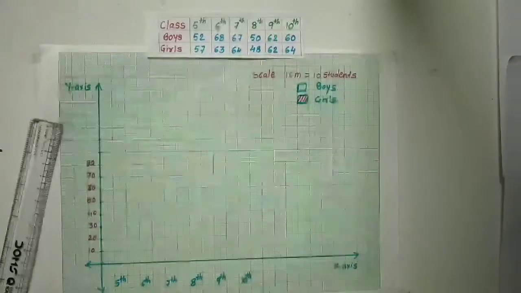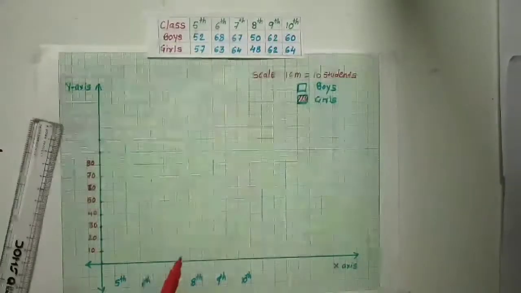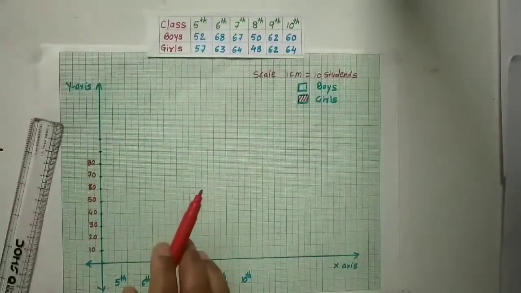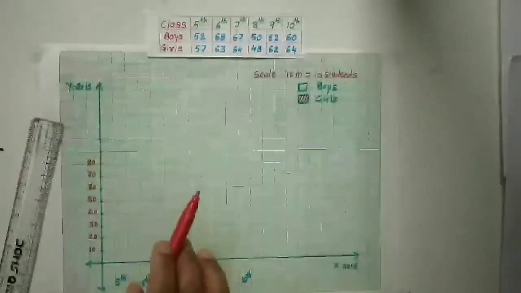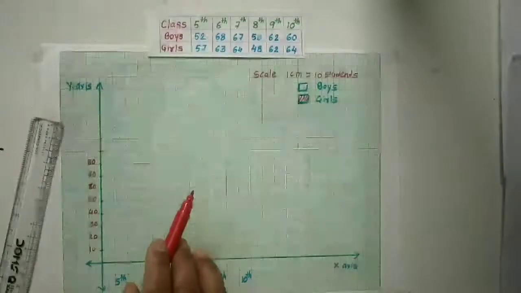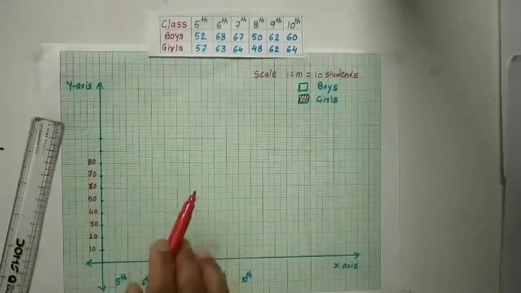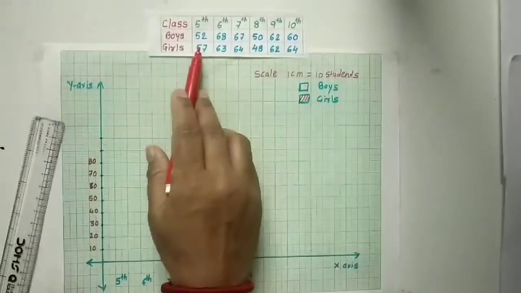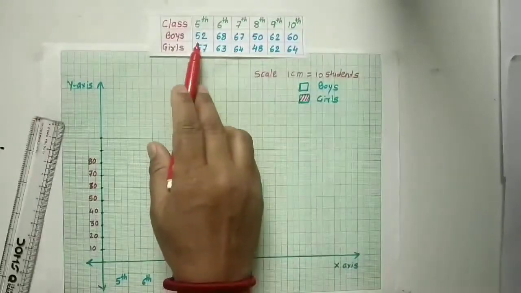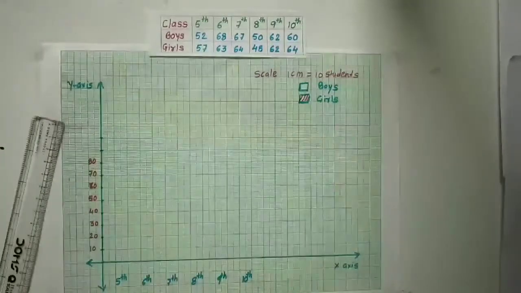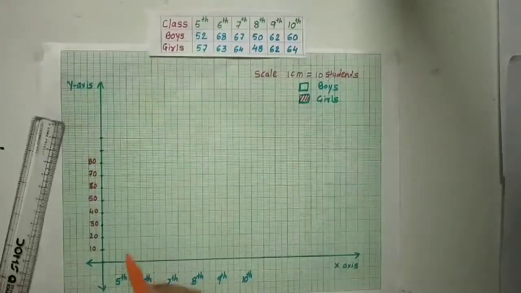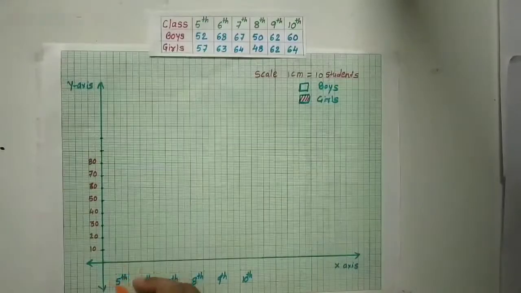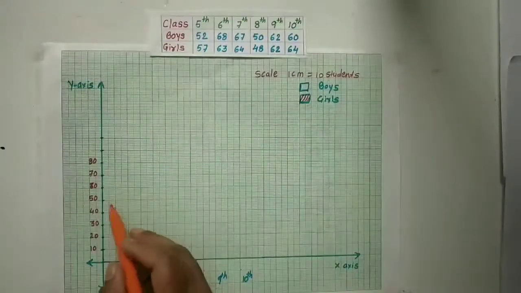Now next is that using the scale we are going to work out the height of the columns required to show the number of boys and girls in each class. For that, here see 5th standard. How many boys are here? How many boys can you see? 52 boys. Now this is the 5th standard and 52 boys. We are going to draw the bar now here, boys.